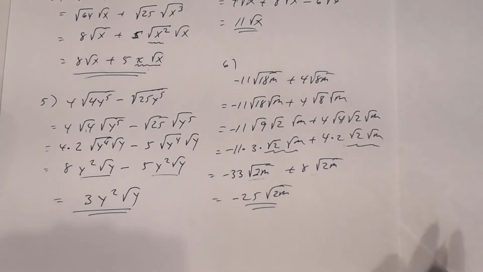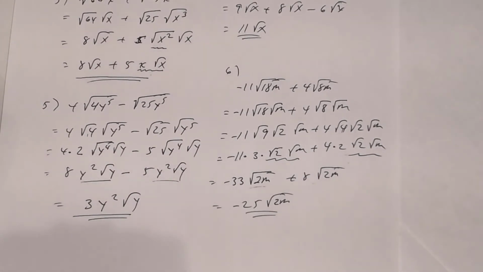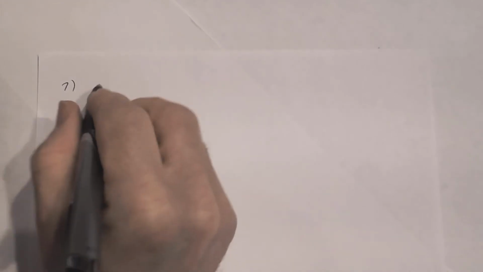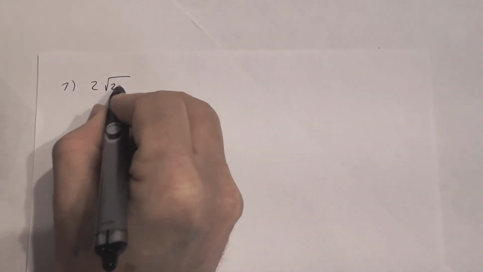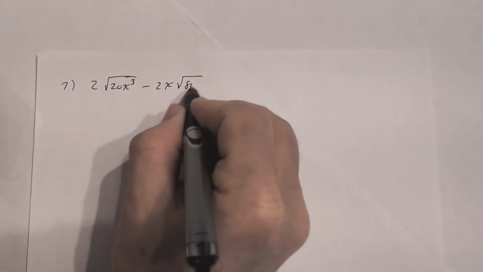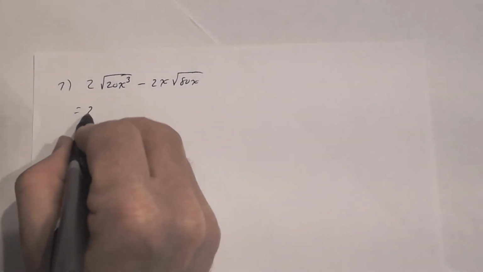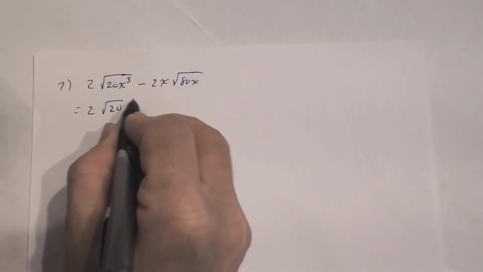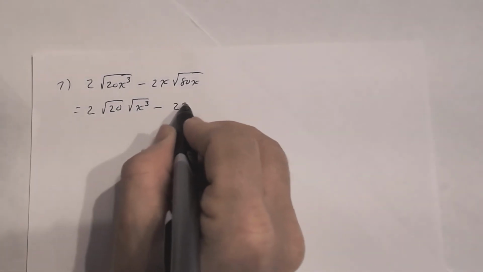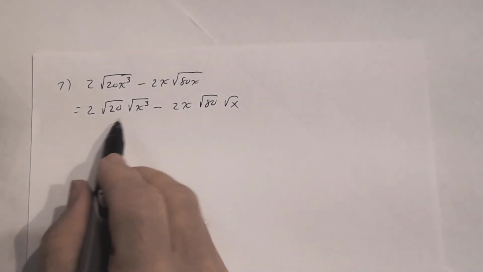So number 7, here's what we have in number 7. Let's get another sheet of paper. So here's number 7. All right, so number 7, we have 2 square root of 20x to the third minus 2x square root of 80x. All right, so using a product rule, I can rewrite this as 2 times the square root of 20 times the square root of x cubed minus 2x times the square root of 80 times the square root of x. Now let's simplify each of these.